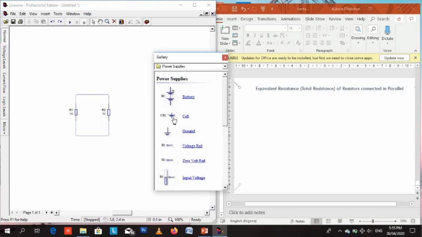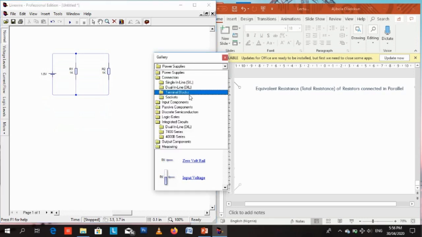So let's get a power supply. If you want to connect a power supply to resistors in parallel, you drag a cell, you click one end, the positive terminal of the DC power supply, and connect the negative terminal of the DC power supply to the other end. So we've successfully connected a DC power supply to parallel connected loads. So two resistors are connected in parallel, and then they are powered by a DC supply of 1.5 volts. Let's shift it down a bit.